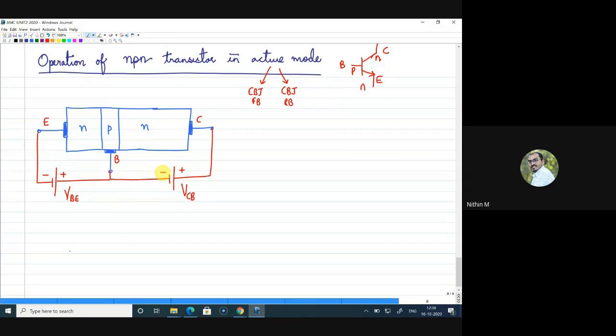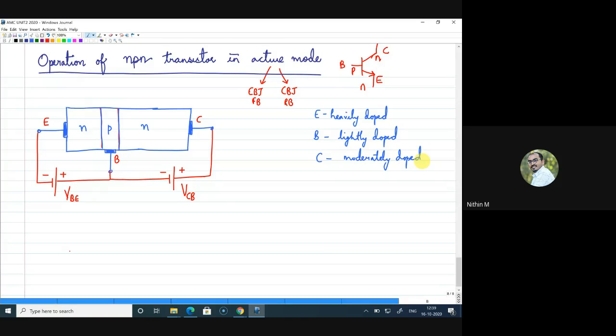Now you can see that the effect will be on these two junctions. So this junction will be forward biased and this junction will be reverse biased, right? Now just to know about the three different regions, the emitter is typically doped heavily. So the meaning is there will be more free carriers since it is heavily doped. The base will be very lightly doped, and your collector region will be moderately doped.